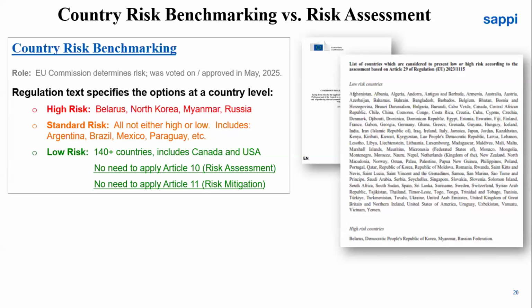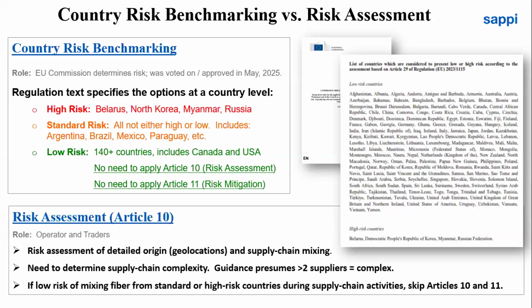So Canada and the US does not need to apply Articles 10 or 11. But again, the geolocation requirement is in Article 9. So Article 10, if you need to do it, if you are sourcing from any of those standard risk countries, I'm going to guess none of us are sourcing from the high risk countries, then you need to do an assessment at a detailed level of each geolocation plot of land.